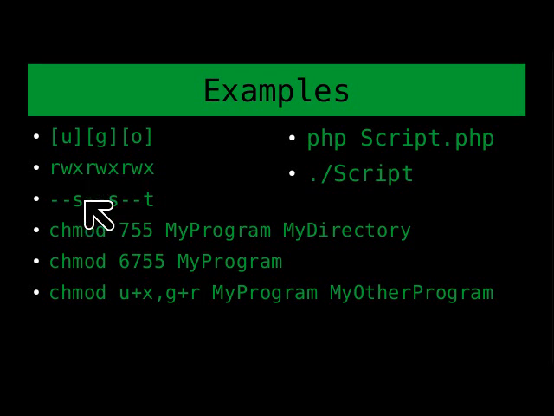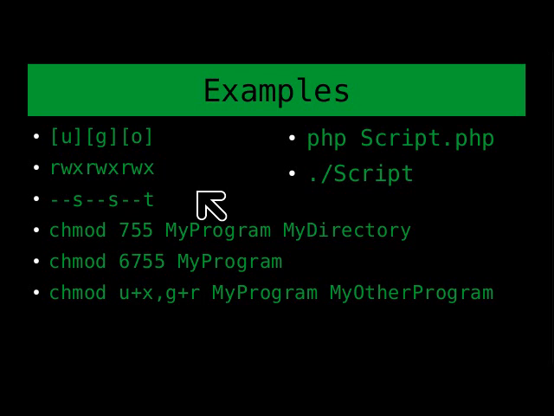Now, these guys are going to get overwritten with these guys here. So, is it set user ID? Is this set group ID? If it's set user ID, this is going to be an S. If it's set group ID, this is going to be an S. If we're sticky, those are three different other permissions.